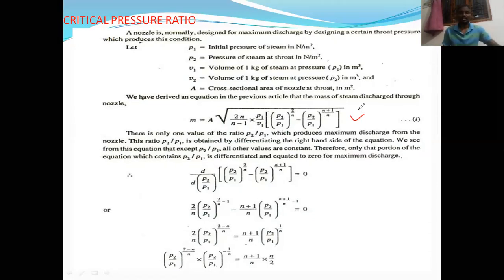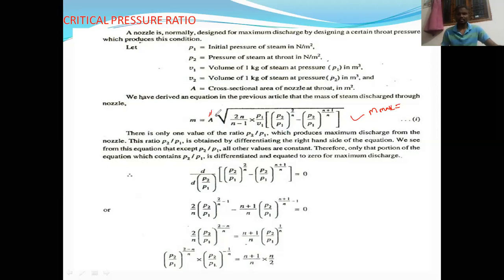For example, if you want to get the maximum mass discharge, m max, or the maximum value for any particular parameter, here we have the formula of m. If you want to get this maximum value for m max, we have to find the critical value of the effective parameter or effective variable in the particular formula. If you observe the formula of m here, A is a constant.